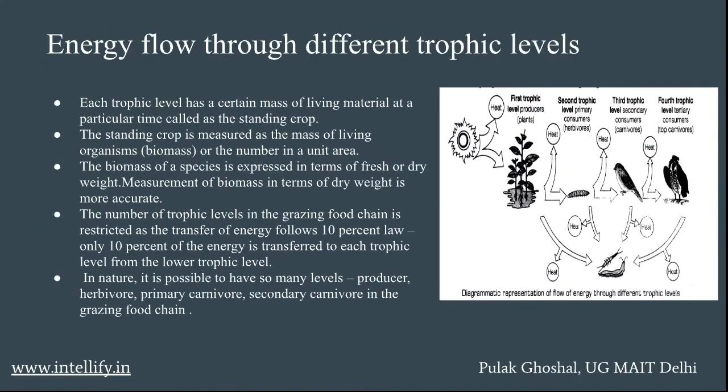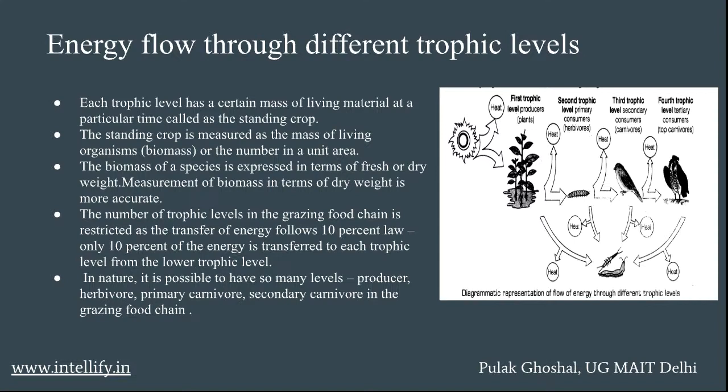Next, energy flow through different trophic levels. Each trophic level has a certain mass of living material at a particular time, called the standing crop. It is a very important definition. How is the standing crop measured? It is measured as the mass of living organisms, or dry weight, or the number in a unit area. So number or mass, both can be the option to calculate the standing crop.